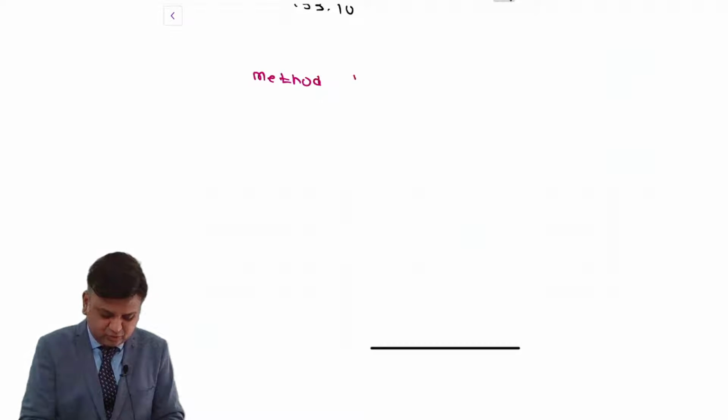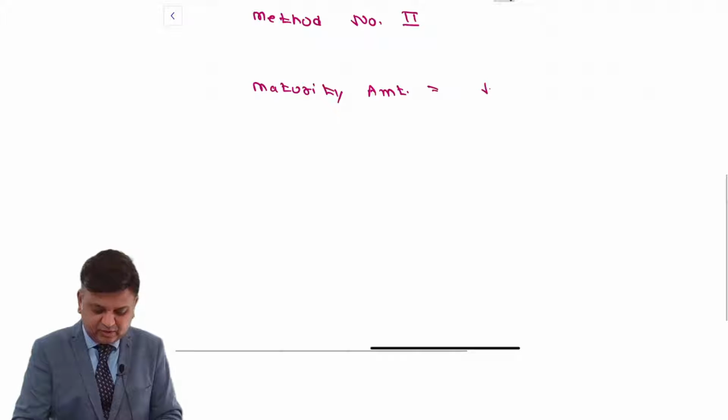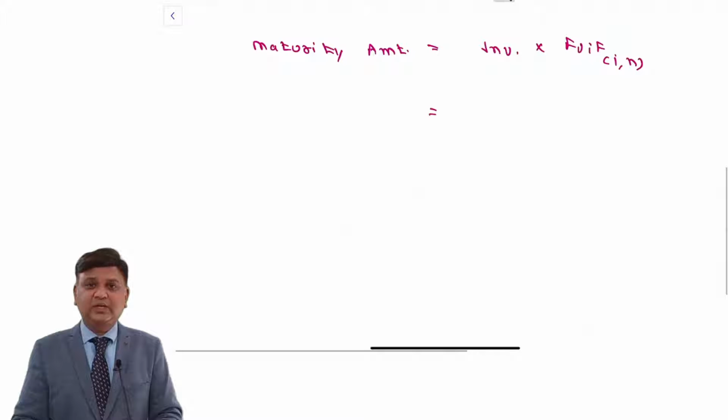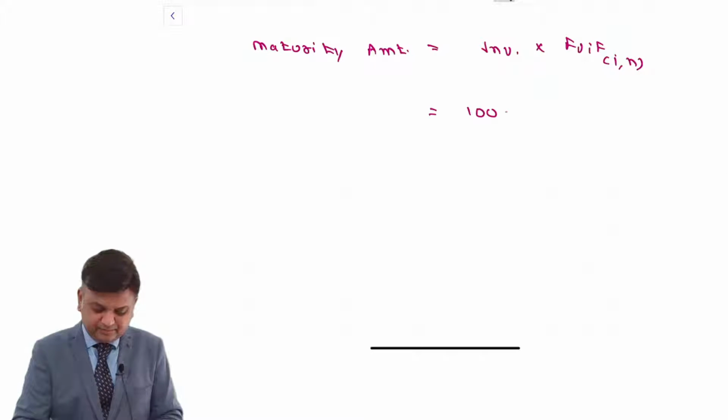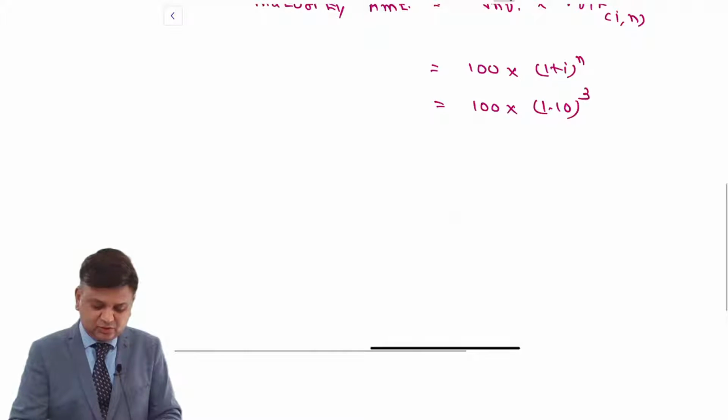So we have method number 2. In method number 2 we'll compute the answer like this. Maturity amount is equal to investment into future value interest factor at I rate of interest for n number of years. What is the investment? Investment is 100 into (1 plus I) raised to n. 100 into 1.10 raised to 3.